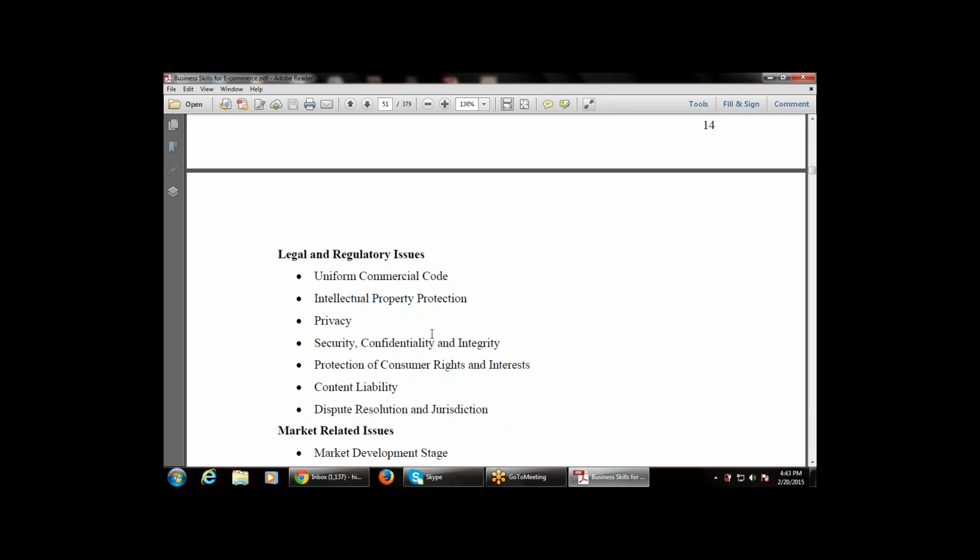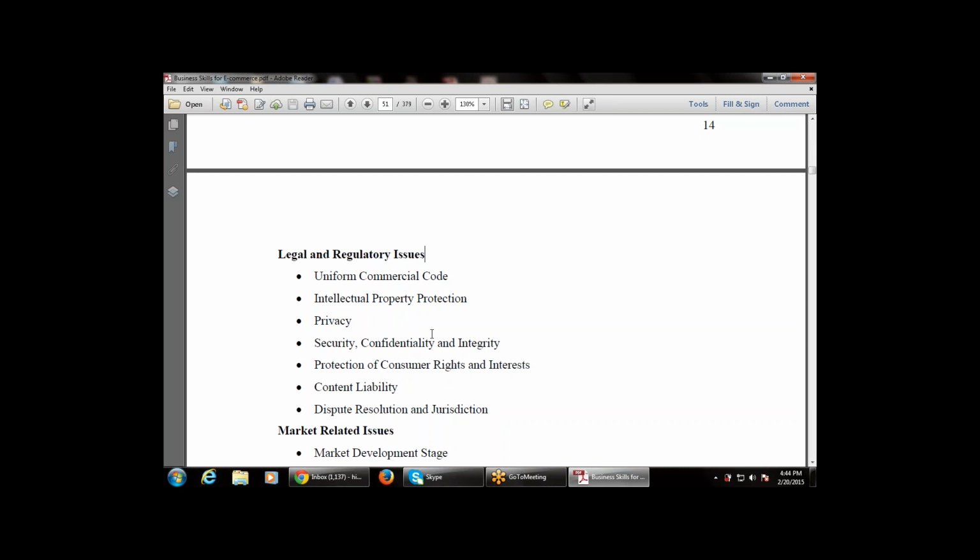So these are the various legal and regulatory issues. One is there must be a unique commercial code for every transaction. There must be proper intellectual property protection. That is, if I'm purchasing something, if I'm getting something, there must be proper intellectual property protection. There must be some act, some rules and regulations that are followed while using intellectual property protection.